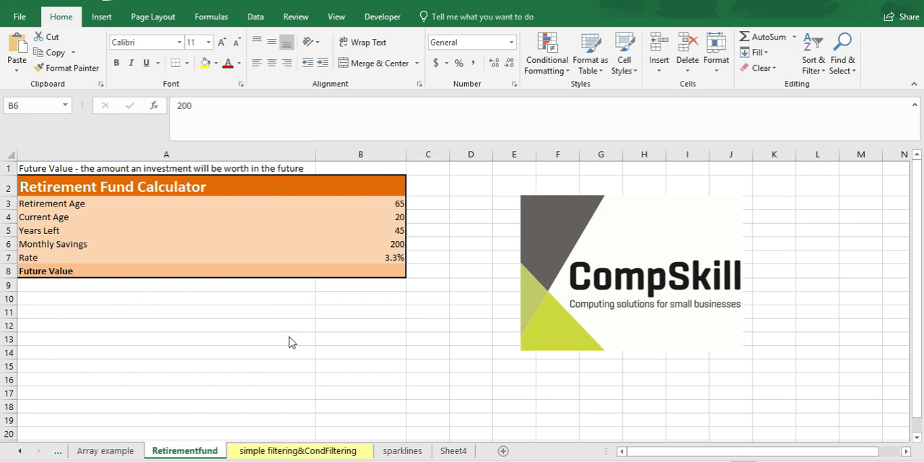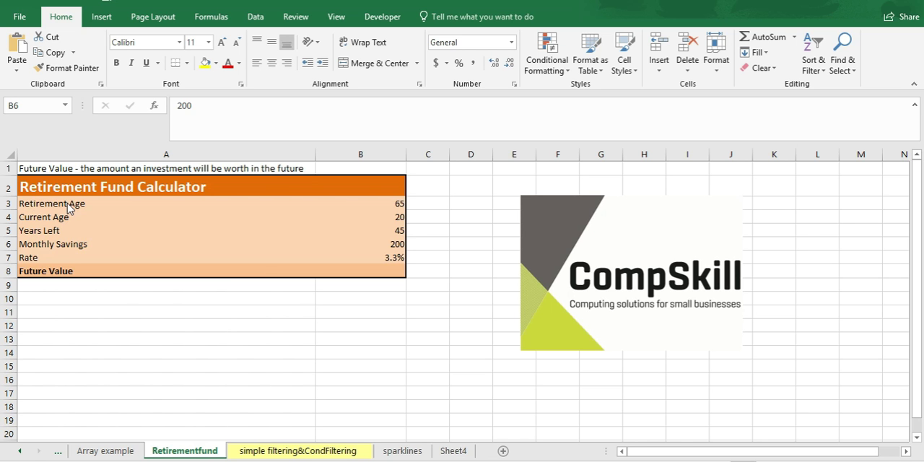Today we're going to look at one of the accounting functions, the future value, and that is the amount an investment will be worth in the future. So we're going to use a retirement fund calculator. So we need to know a few things because these accounting functions have several arguments.